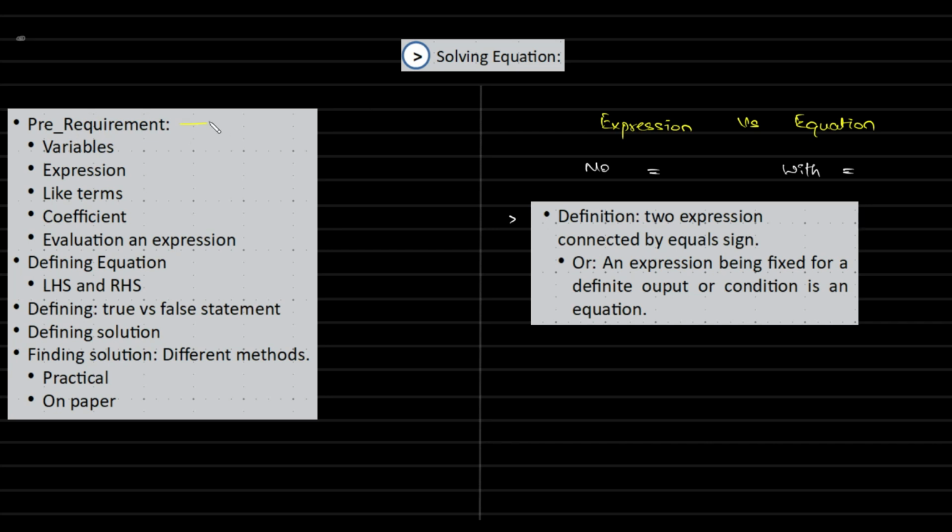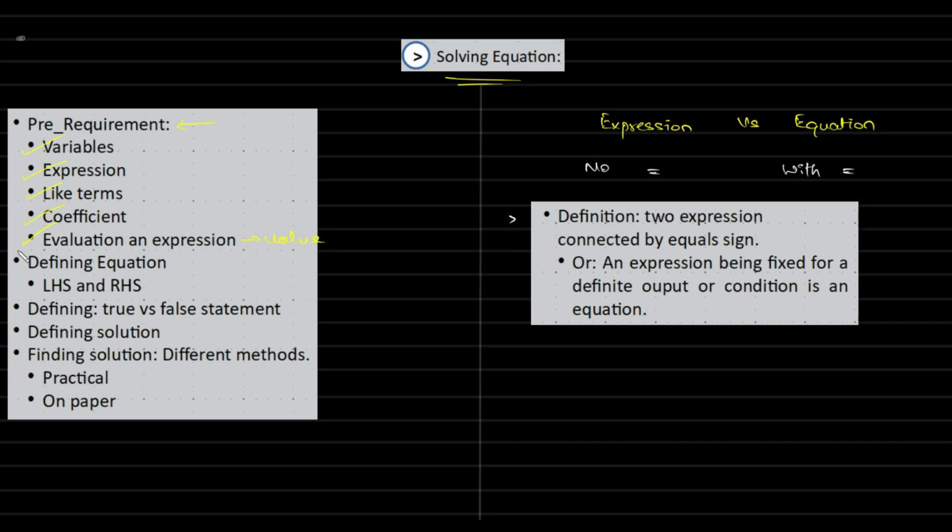So we are done with pre-requirement. Let's jump into solving equations. We are done with variables, expression, like terms, coefficient, and evaluating an expression, that is finding the value.